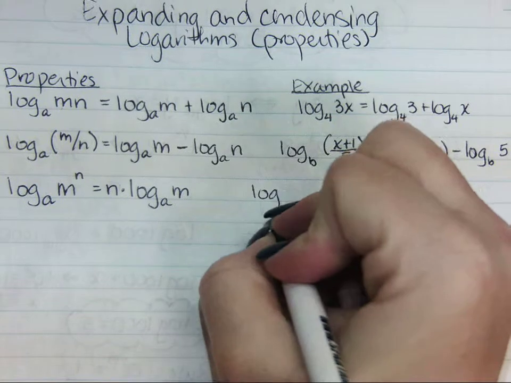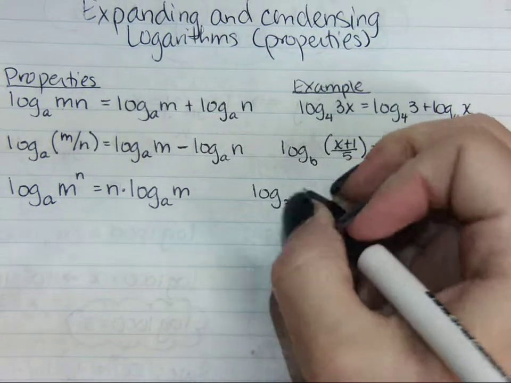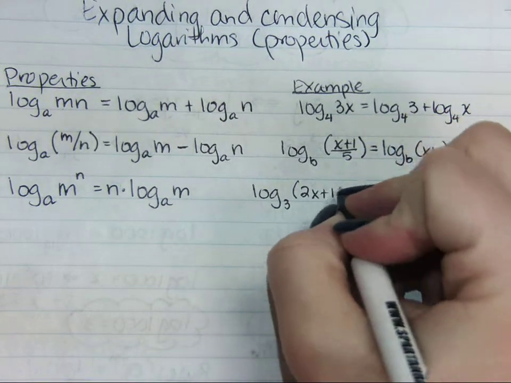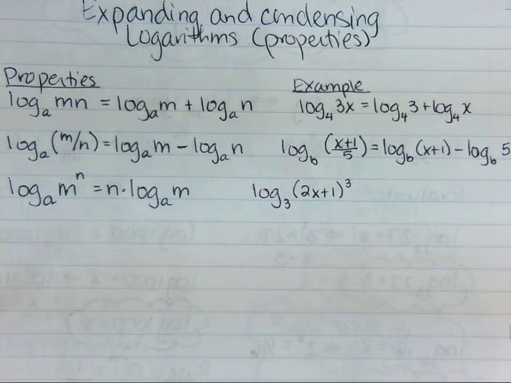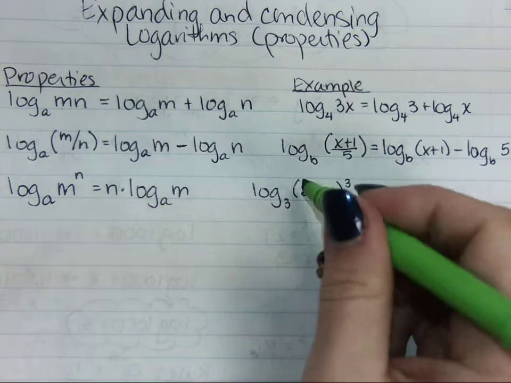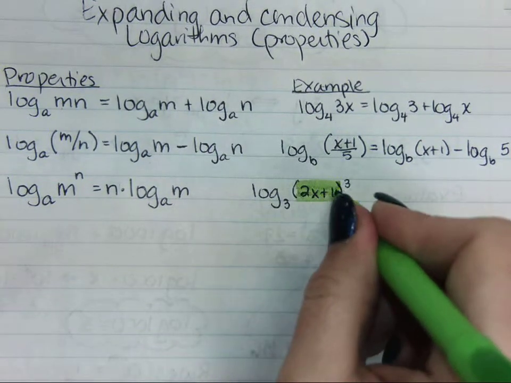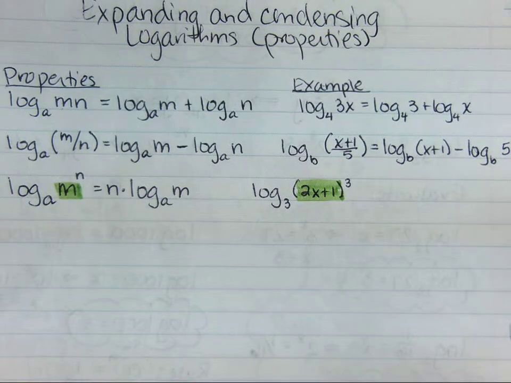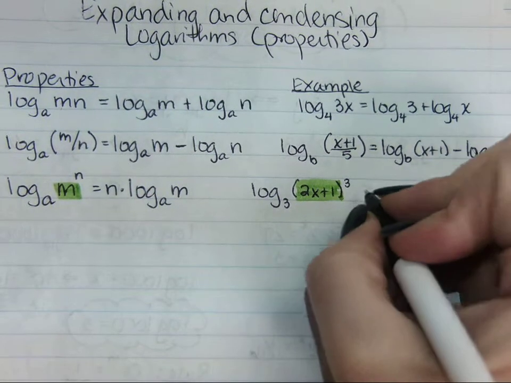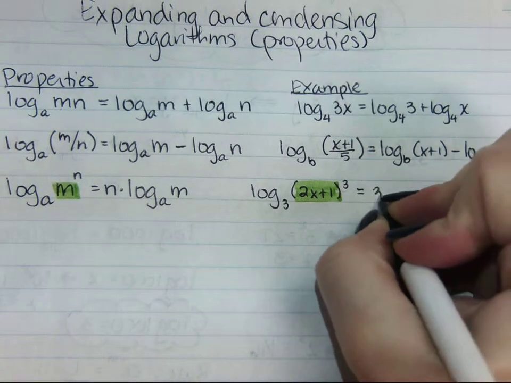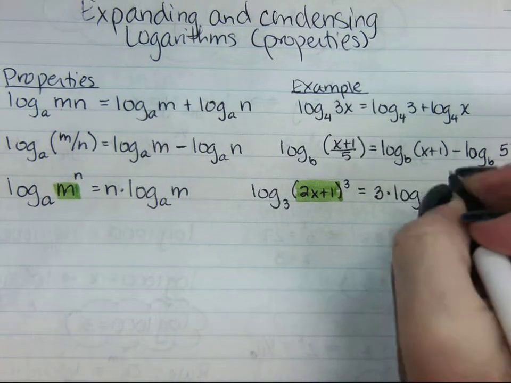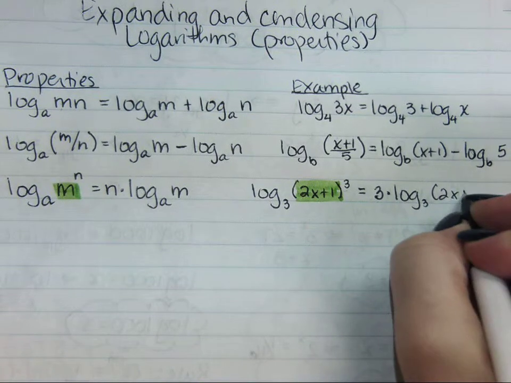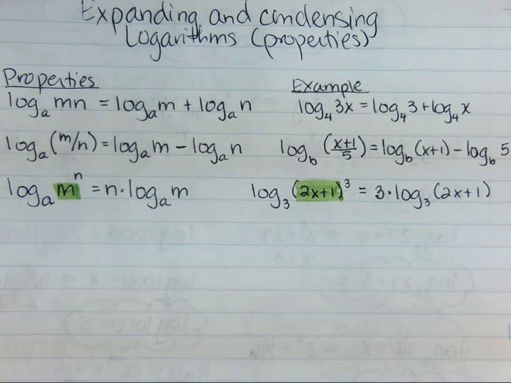So again, let's look at one: log base 3 of (2x plus 1) cubed. This whole 2x plus 1 is considered my base, which is like my m right here. I can't break apart the 2x plus 1. All I can do is say this exponent is going to come out front, and then I'm going to have the log of that base of the value, or that factor. So make sure that you put those in parentheses.